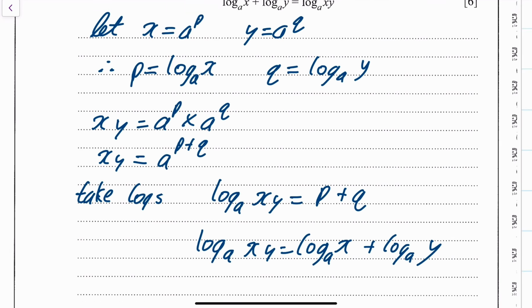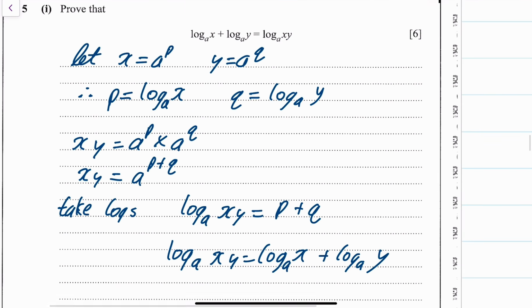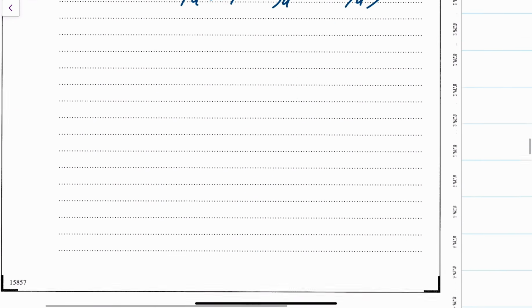There we are, 6 marks, which an awful lot of people are not going to get because they will not have learned that proof, unfortunately. Next bit says, hence find the exact solution of the equation.